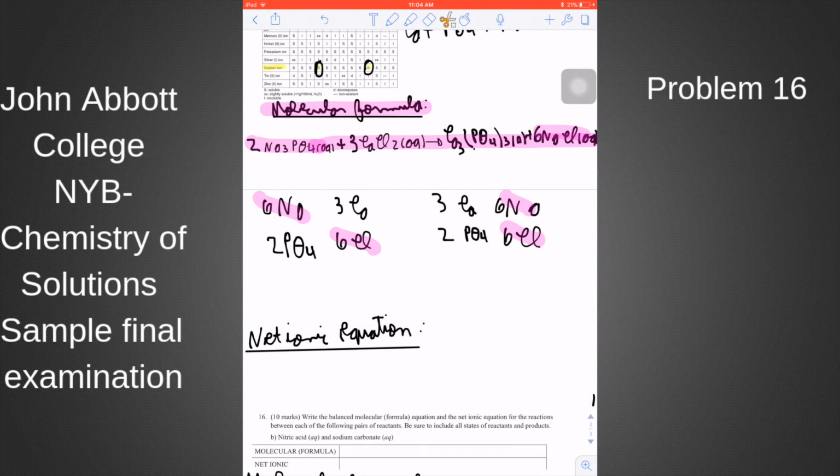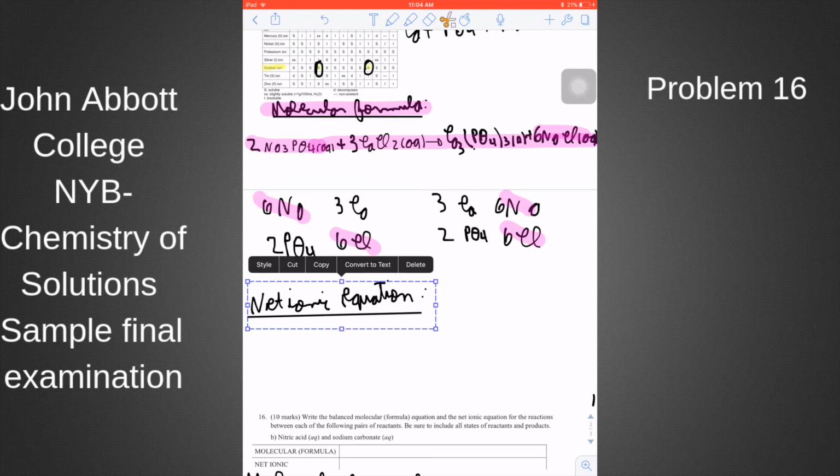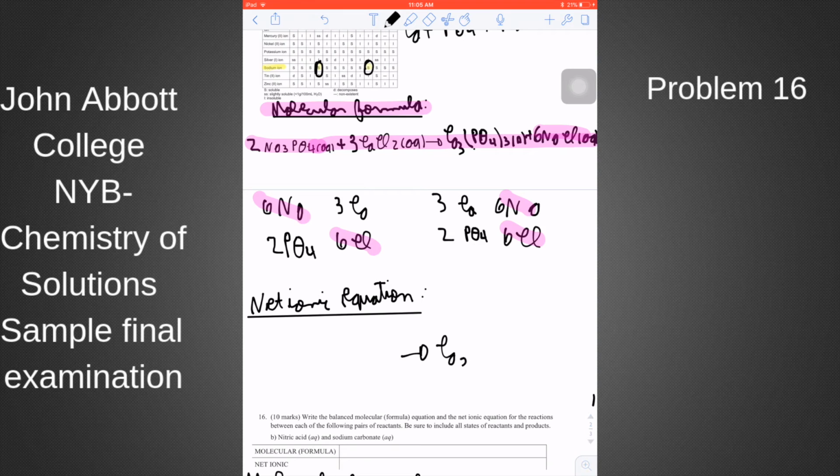For the net ionic equation, it is very similar to the molecular, but we take out the spectator ions, which in A were sodium chloride. So we take the sodium chloride out of the equation. The goal is to get the precipitate as a product.